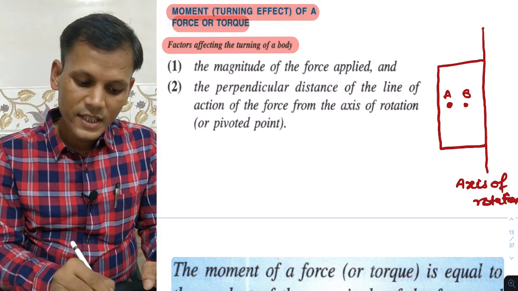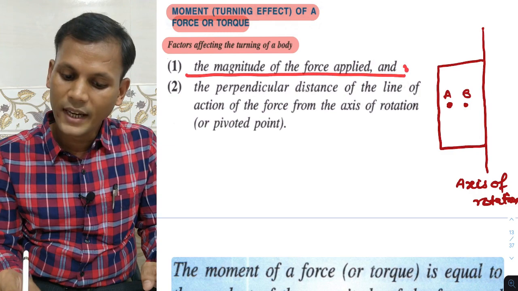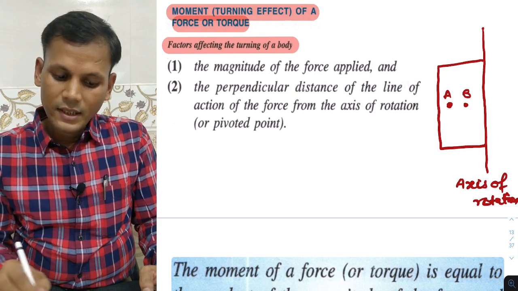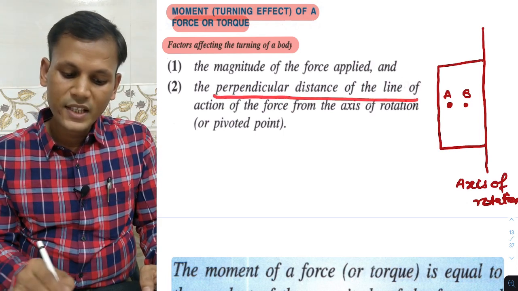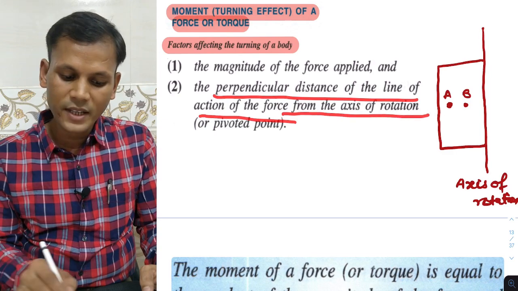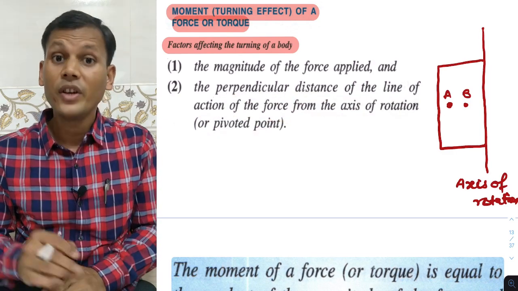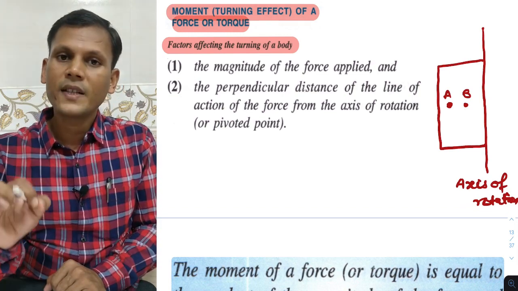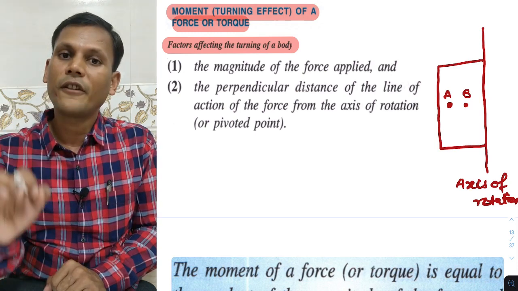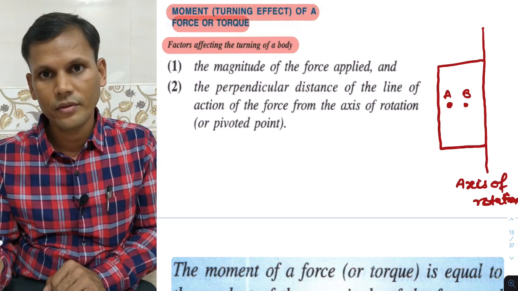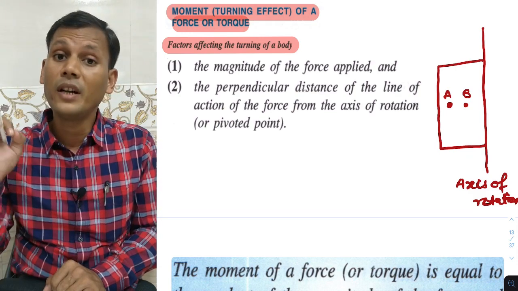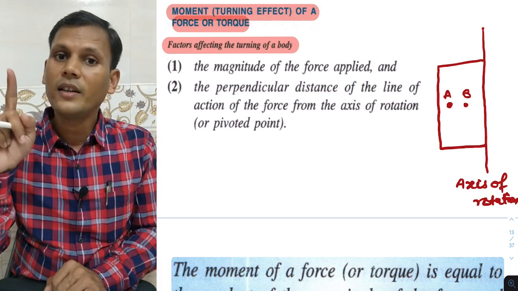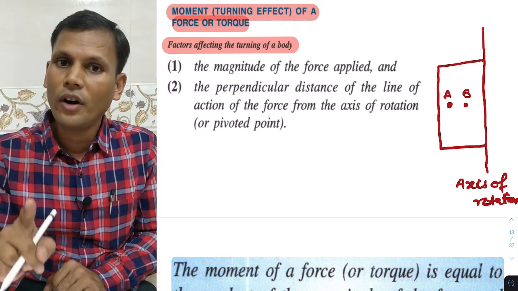So two factors are there. First is the magnitude of force applied. More force, more rotation. And second, the perpendicular distance of the line of action of the force from the axis of rotation or pivoted point. So simply we can say it is the perpendicular distance from the axis of rotation. So the turning effect of the body will depend on two factors: one is the force and second is the perpendicular distance from the axis of rotation.